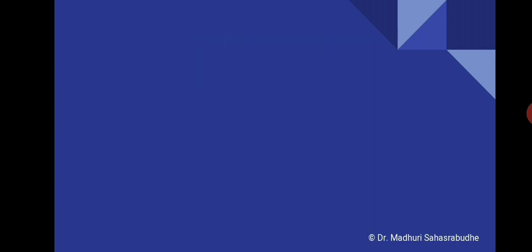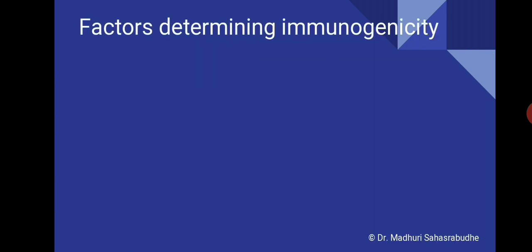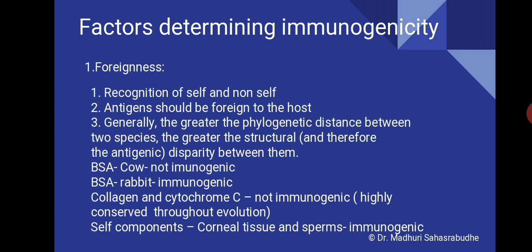There are some factors that determine the immunogenicity. These factors are: number one, foreignness. Our immune system has the ability to recognize between self and non-self. So non-self substances are called foreign. Antigen should be foreign to the host.